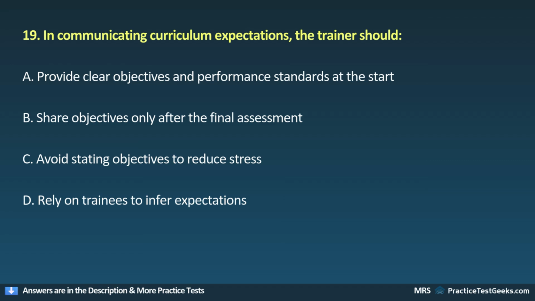19. In communicating curriculum expectations, the trainer should A. Provide clear objectives and performance standards at the start. B. Share objectives only after the final assessment. C. Avoid stating objectives to reduce stress. D. Rely on trainees to infer expectations.